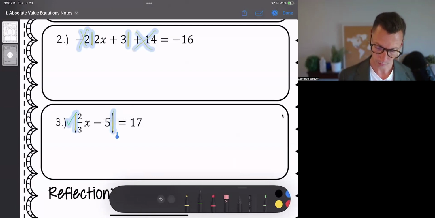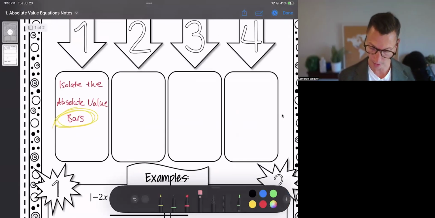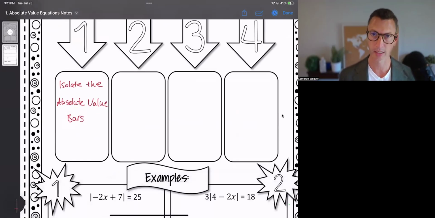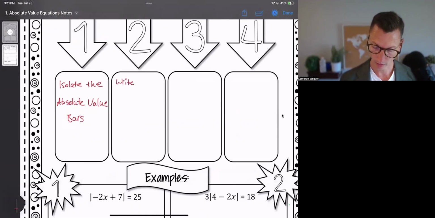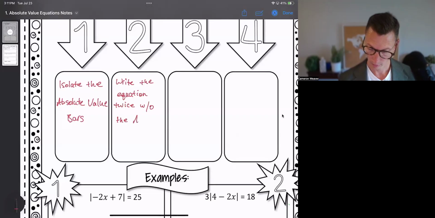All right. So let me erase some of this. Let's go back to our notes. Let's continue taking notes here. So that's what step number 1 is referring to, isolating those absolute value bars. Once that has been accomplished, once they are isolated, you're going to write the equation twice without the absolute value bars. W/O stands for without.